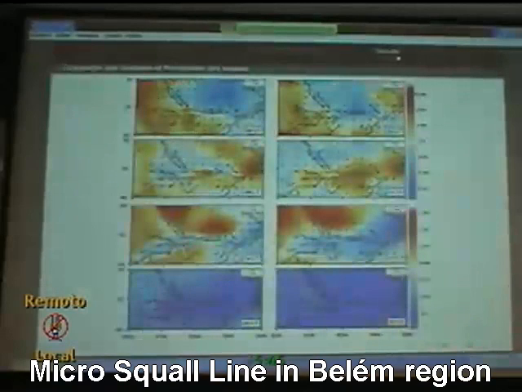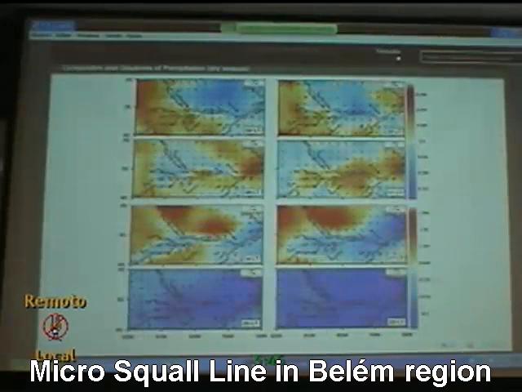I believe that we can move to the next presentation. Micro Squall Line in Belém Region by Amaral Neto. Okay, Julia will present.